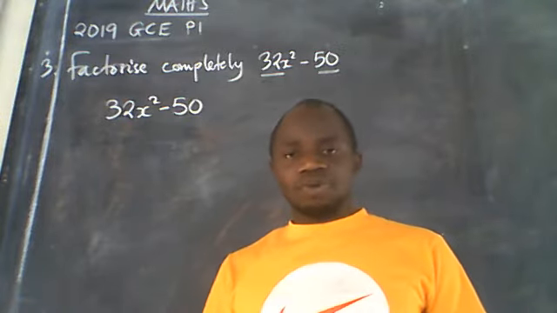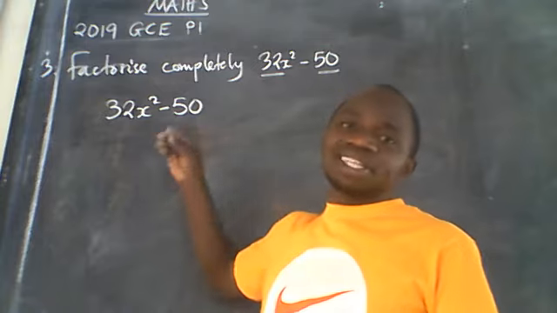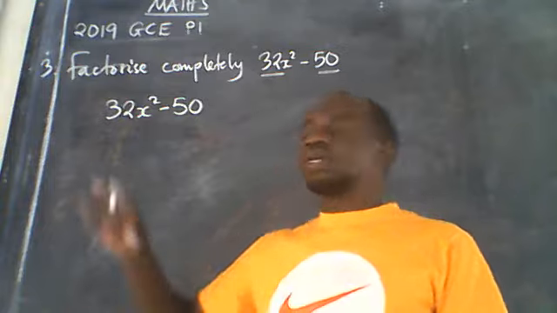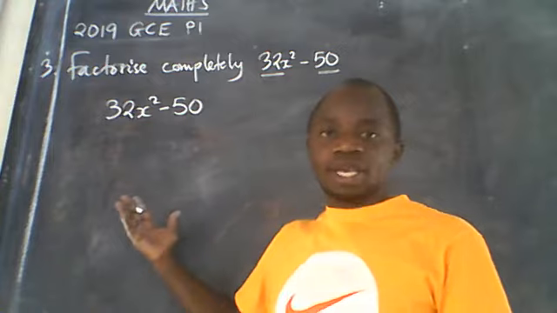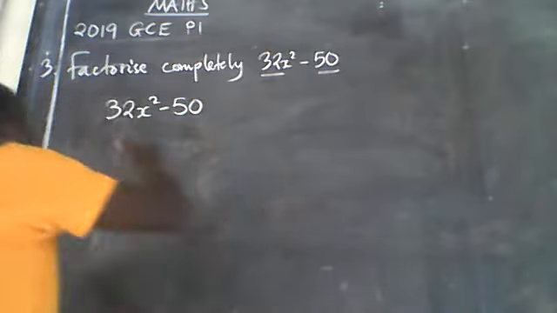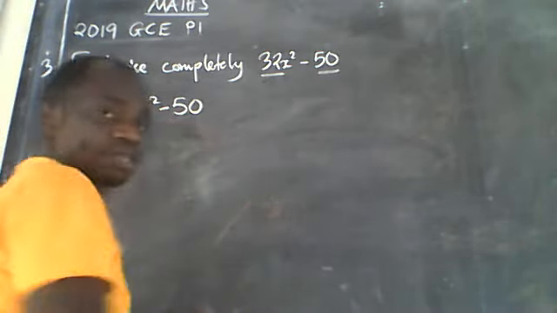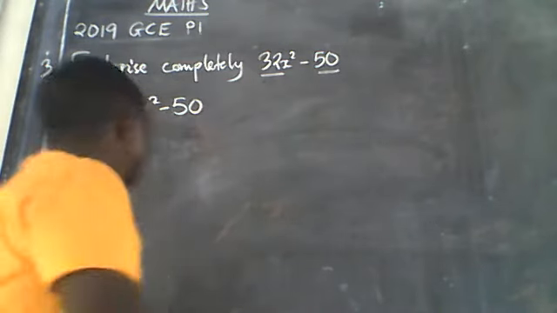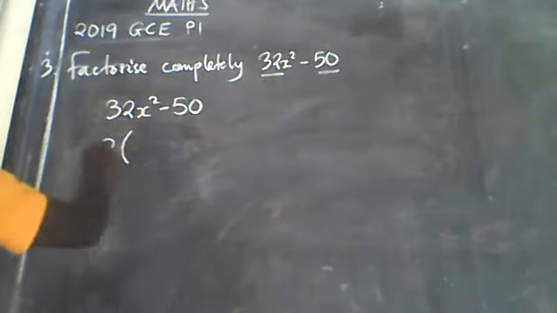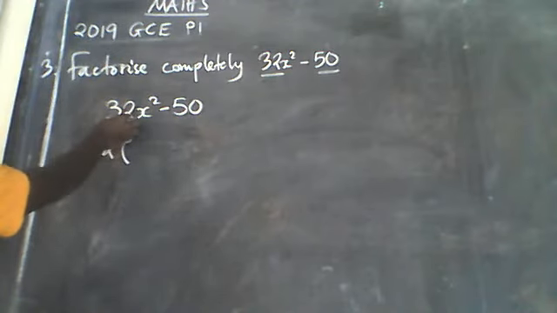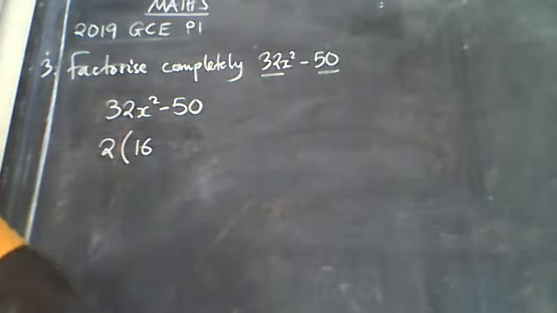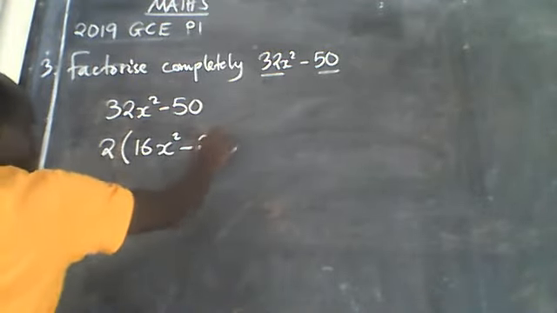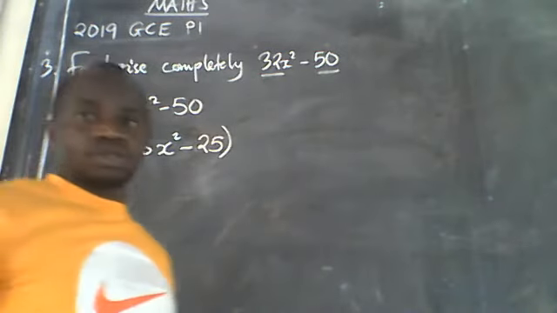Then what is it telling you? We are going to do what we call common factorization first, before the real difference of 2 squares. Common factorization: we are going to look at a number that can go into 32 and 50. What number will that be? You agree with me that that will be a 2. So we can use a 2 here. Then how many 2's are in 32? You find that there are 16, okay? Then we have x squared here minus how many 2's are in 50? That gives us 25. Okay?